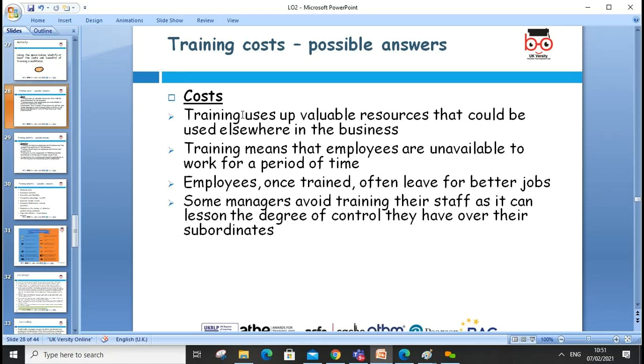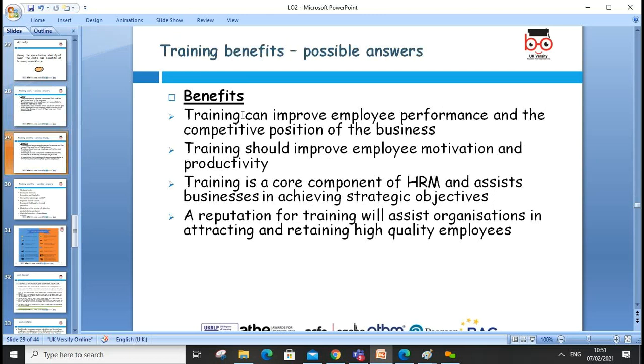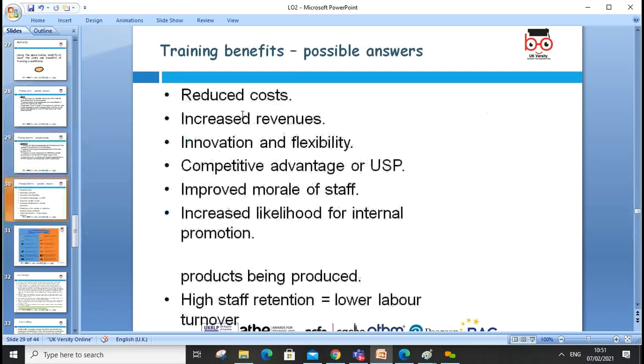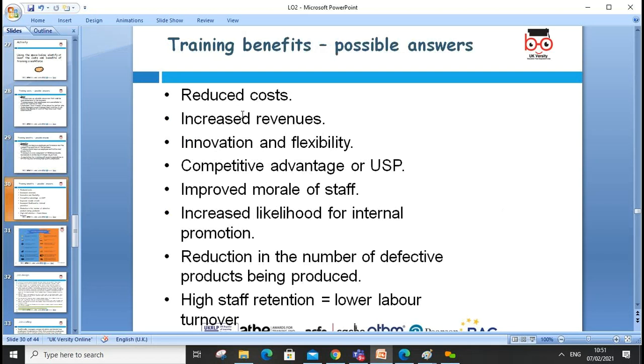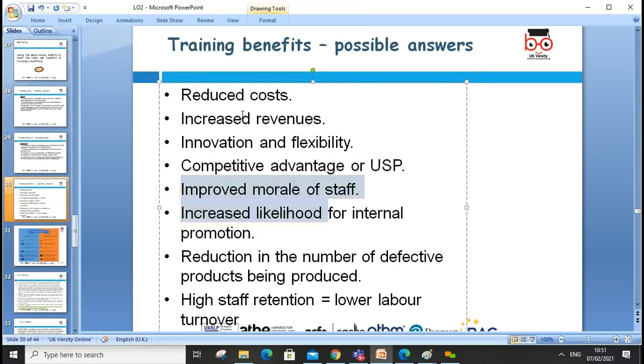Yes, so for all, it is crucial how we can use these resources. Other benefits: improve the employees' performance, the competitive position of the business, of course goodwill, customer satisfaction. All this will bring benefit. Okay, training benefits, possible answers: reduce the cost, increase the revenue, innovation, flexibility, competitive USP. USP means unique selling point, the abbreviation we use. We can create, improve the morale, increase the likelihood of internal promotion, reduction of the number of defective products. All we can do. Any question?